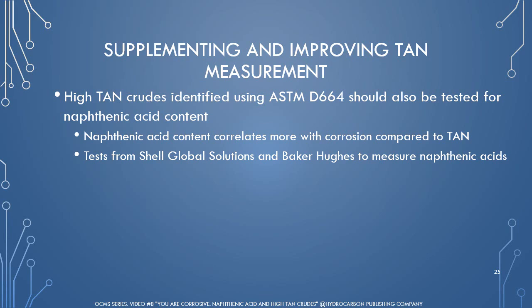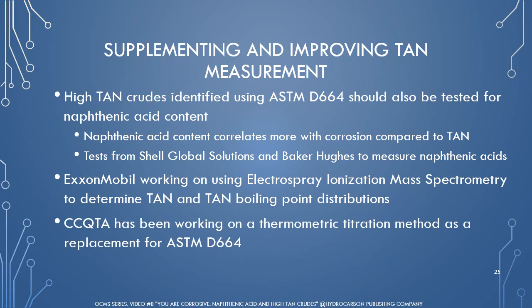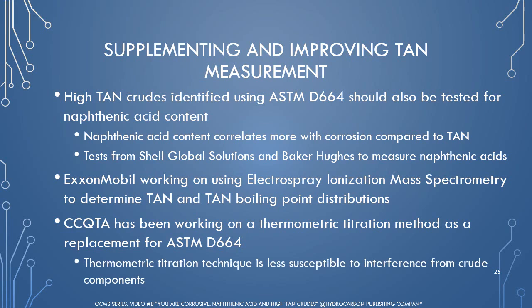There also has been work on finding alternative methods of measuring TAN. ExxonMobil has been working on a new, rapid technique using electrospray ionization mass spectrometry for determining both TAN and TAN boiling point distributions in crude oils. The Canadian Crude Quality Technical Association has been sponsoring research on a thermometric titration method as a replacement for ASTM D664. It has been reported that the TAN value results from thermometric titration have correlated with those using ASTM D664, and this technique is less susceptible to interference from crude components. It has been recommended that this method be approved as an ASTM standard.